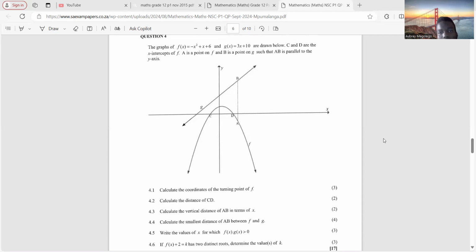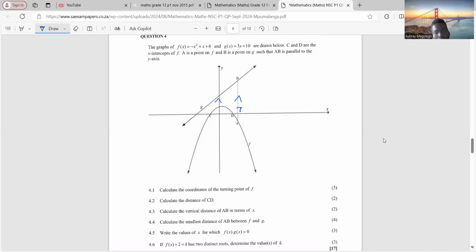So now as you can see, B is on g, which is a straight line. Then point A is on f, which is a parabola graph. They go on and say such that AB is parallel to the y-axis. If AB is parallel to the y-axis, it means it is perpendicular to the x-axis. They say this one is parallel to the y-axis. So we label that. Then we go on to the questions.